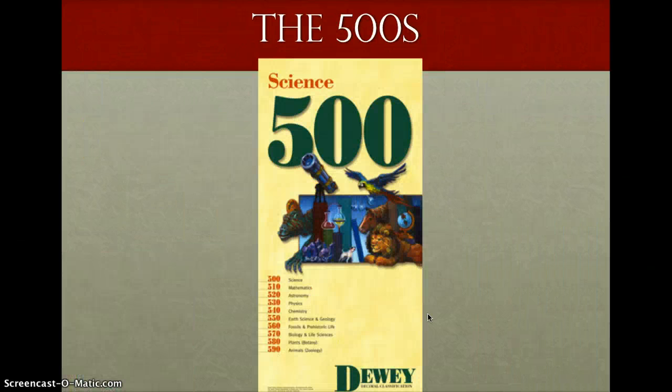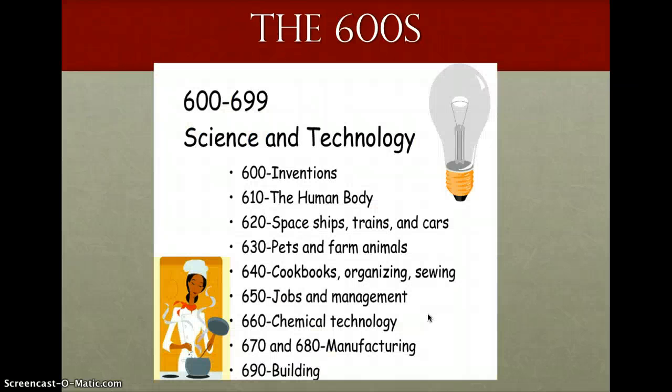The 500s is science, natural sciences. The major areas of science: physics, chemistry, earth science, biology. Plants are here, animals are here. It's everything to do with science. The 600s is applied science. So, for example, a wolf would be in the 500s, while dogs, which are a domesticated animal, would be in the 600s.